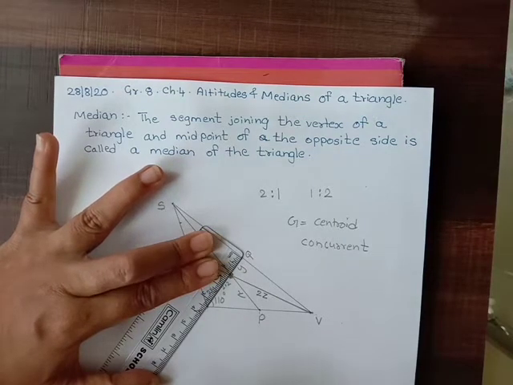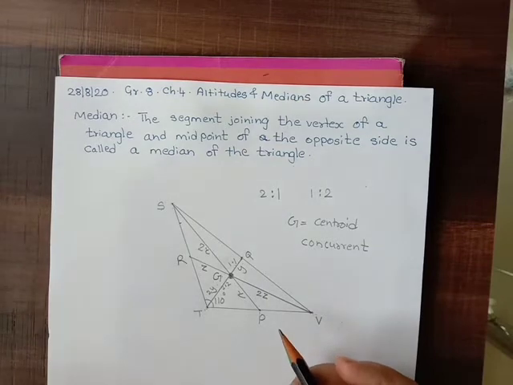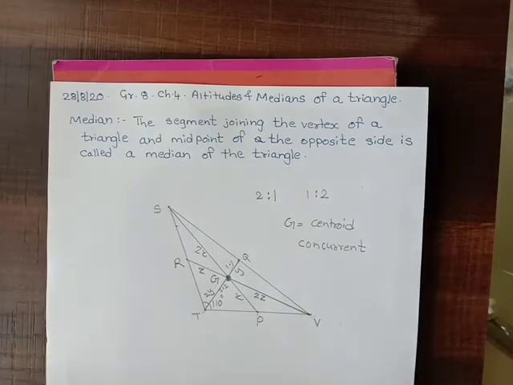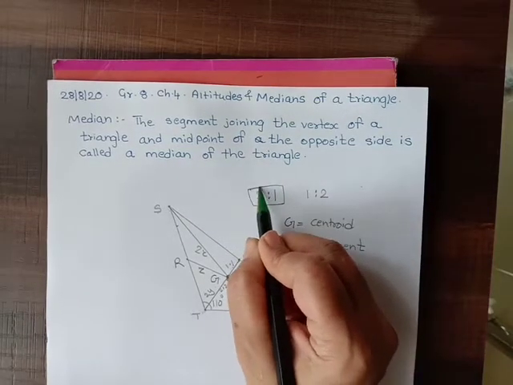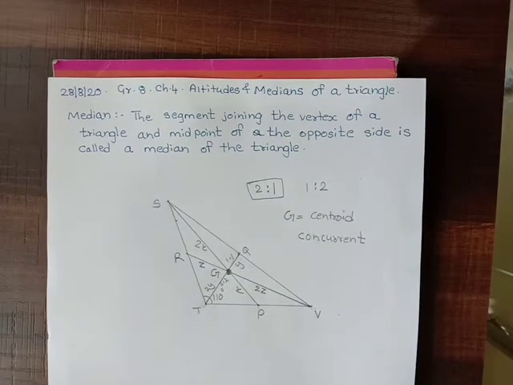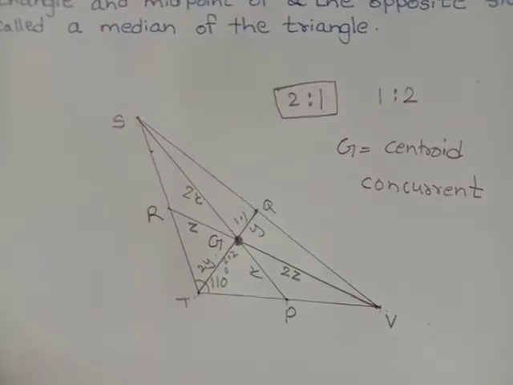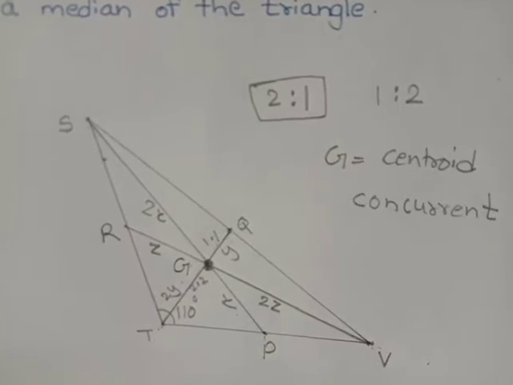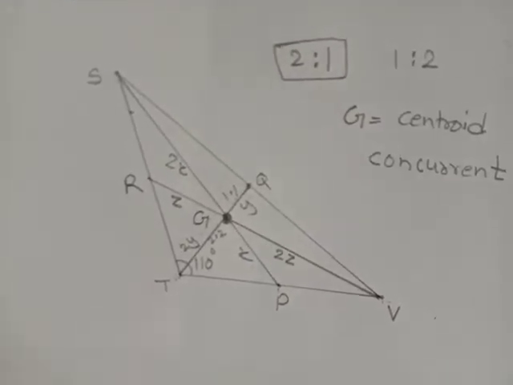Can you see, everybody? So always remember, the centroid divides each median in the ratio 2:1. 2:1 is the ratio. Alright. So these are the important points. I am zooming it a little for you so that it will be visible. Can you see the triangle now? Okay. So STV is an obtuse angle triangle, and we have drawn three medians.